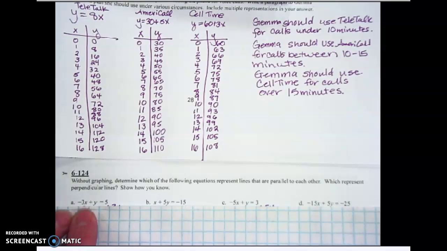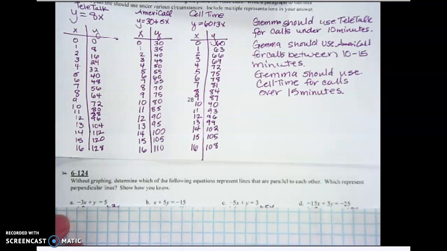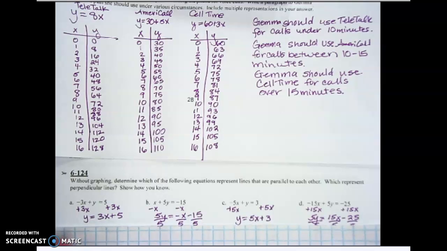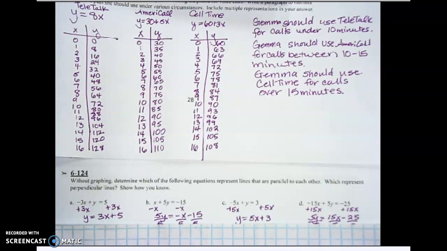Can anybody tell me the slope of A? No, because it's not in slope-intercept form. So the first thing you need to do with these 4 equations is put them into slope-intercept form. For part A, you're going to add 3x to both sides, and you're going to get y equals 3x plus 5.